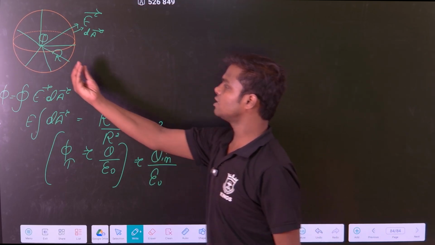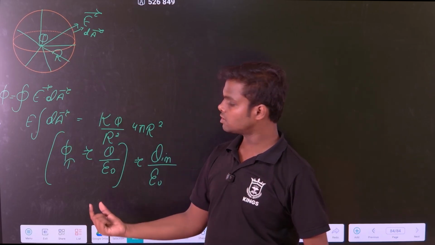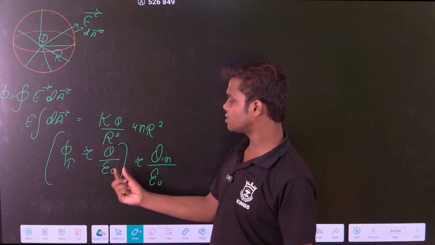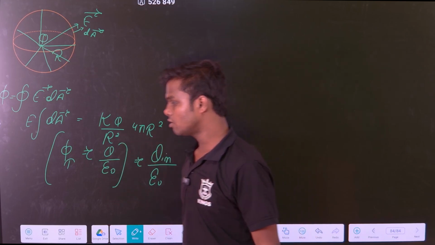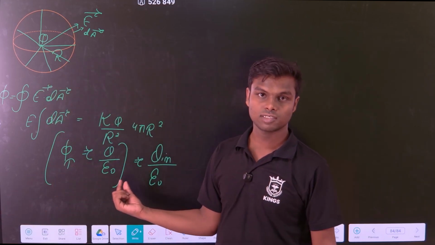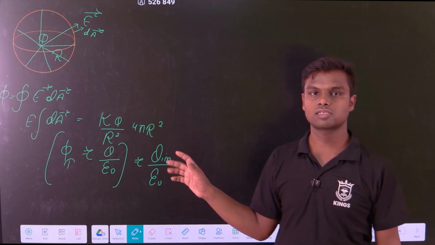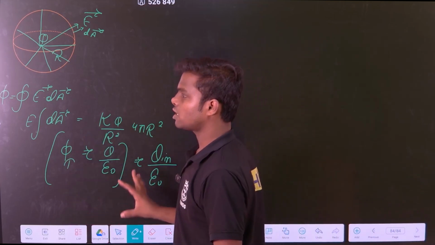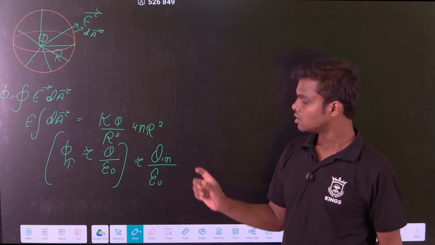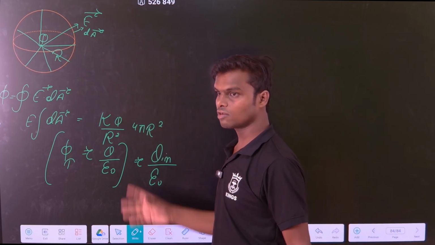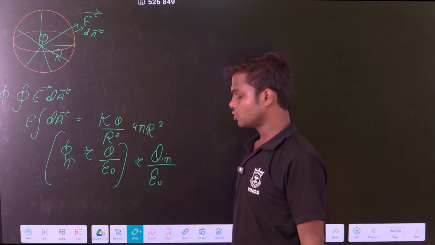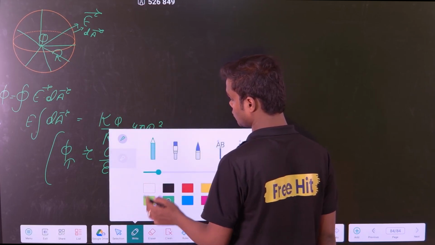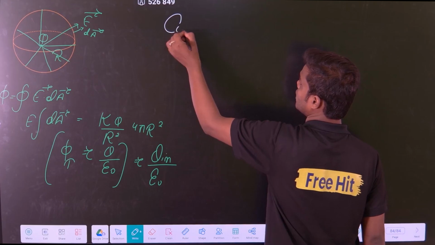Suppose I increase the radius to 2r. Is this flux going to change? No. You can see the total flux is independent of the dimensions. It does not depend upon the dimension. That is the first thing. So if I increase the radius also, the total flux is again q by epsilon naught. So what is the conclusion we have made? Let me tell you the conclusion we have drawn.